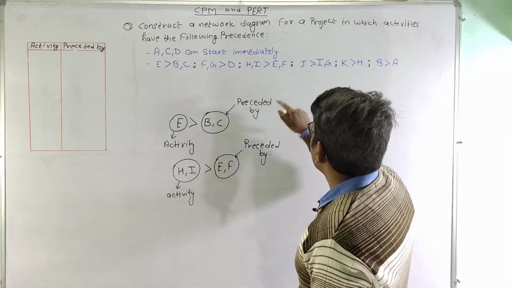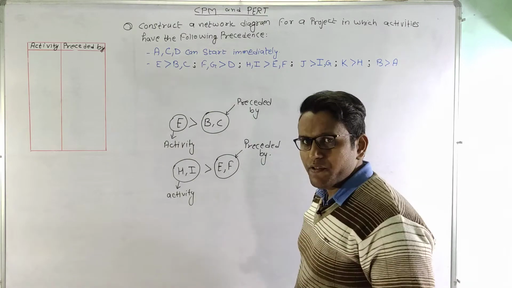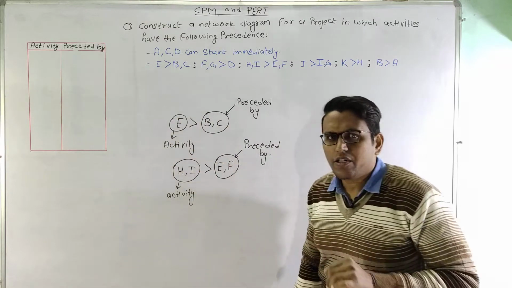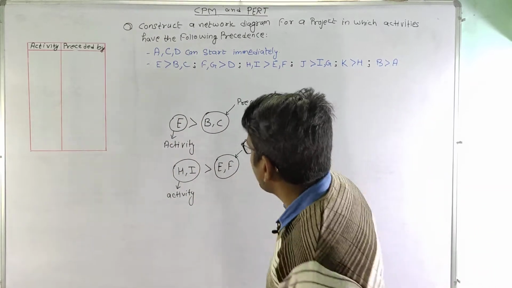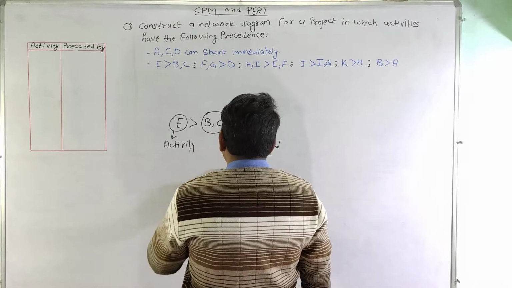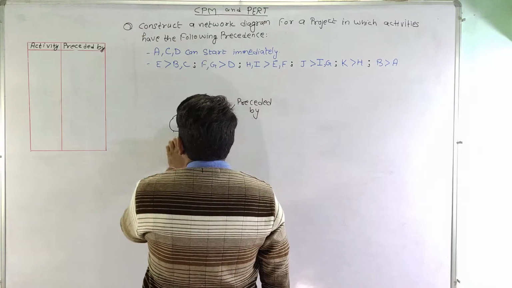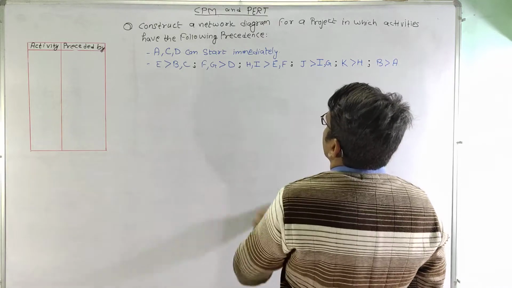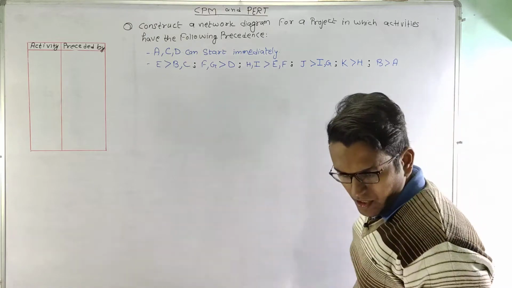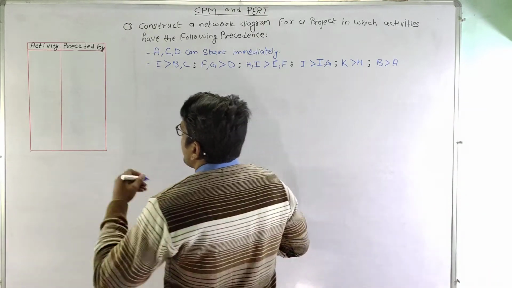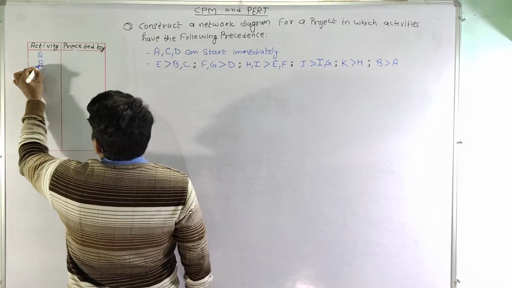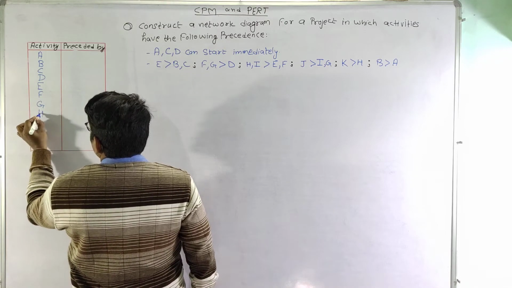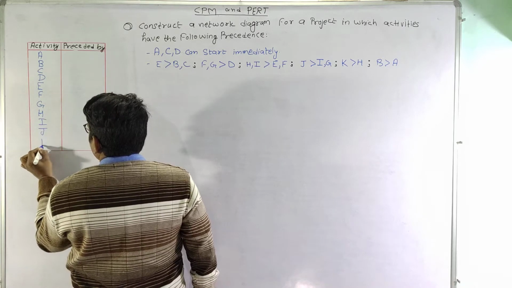Similarly, it has been given for other activities also, and first of all what we need to do is convert this precedence relationship into a tabular form, which will help us to draw the network diagram. So let us quickly convert this, and let us first calculate how many activities are there. As we can see, A, B, C, D, E, F, G, H, I, J, K. So activities are given up to K. So this will be A, B, C, D, E, F, G, H, I, J and K.